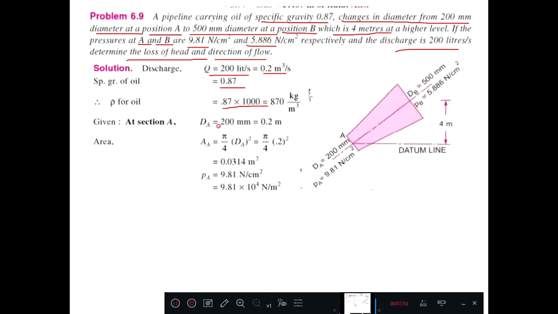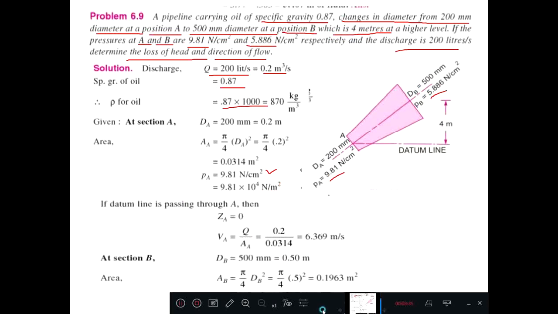This is the diagram. Just to draw the figure, this is the tapering tube. This is a pipeline, but it is a non-uniform, that is varying, pipe. The diameters at sections A and B are given, write them down here. Pressure is also given, write it down here. At section A the diameter is 200 millimeter. Then calculate the area at section A. Similarly, the pressure is given in Newton per centimeter square; convert it to Newton per meter square.